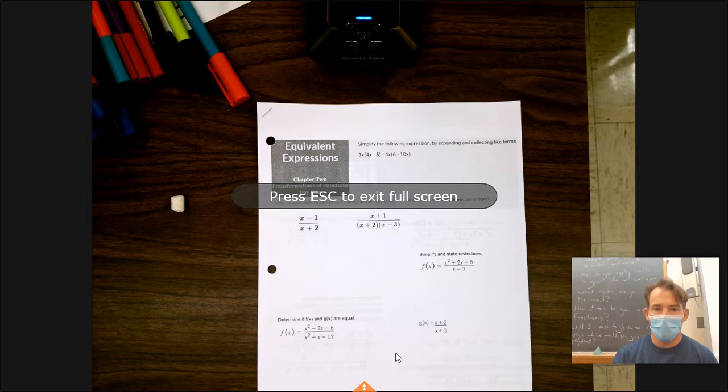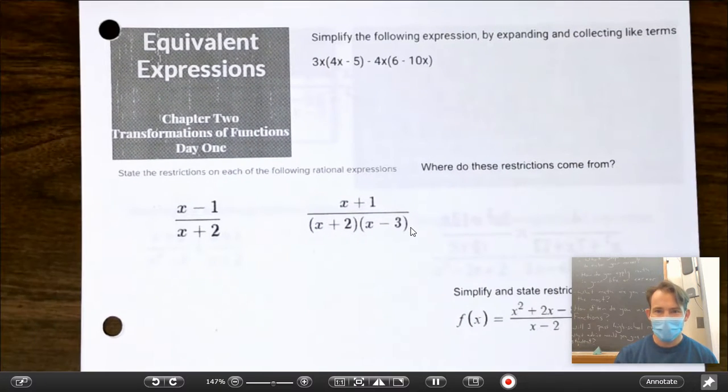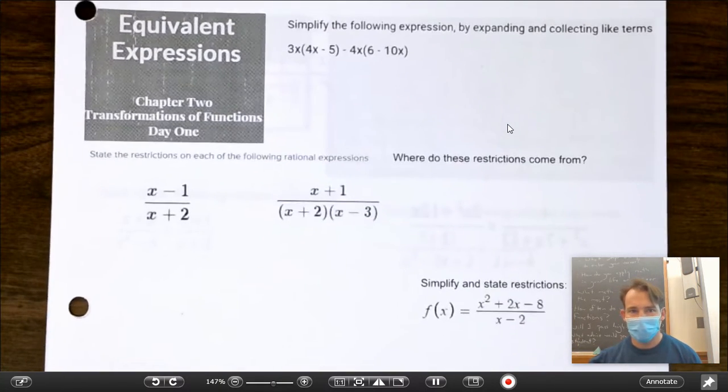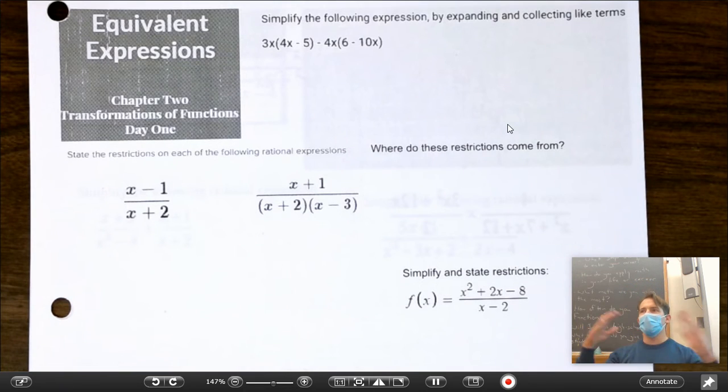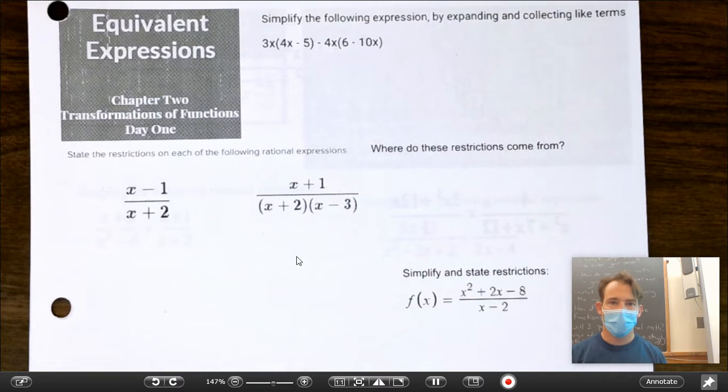For this topic, we are mostly interested in being able to apply our skills with fractions and our skills with expanding and simplifying, as well as factoring expressions and applying our knowledge of fractions to functions and things that are written with function notation. So one of the prerequisite skills that we're going to need to be able to say, are these two functions the same? We're going to need to practice our expanding and our simplifying.